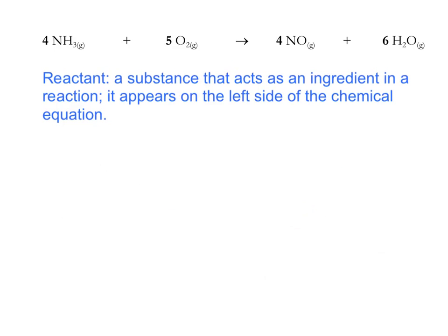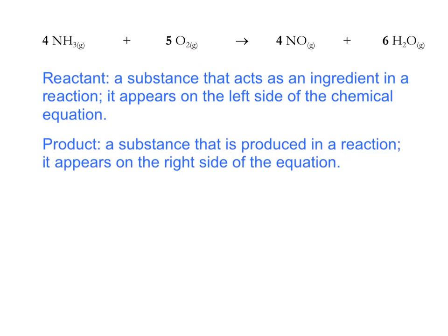Let's work our way through some basic terminology. The reactant is a substance that acts as a starting material for a reaction, and so it can be thought of as an ingredient for the reaction. These appear on the left side of the chemical equation, so NH3, ammonia, and O2, oxygen, are the reactants. The products are the substances that are produced in a reaction. They appear on the right side of the equation, and so nitrogen monoxide and water are the two products.